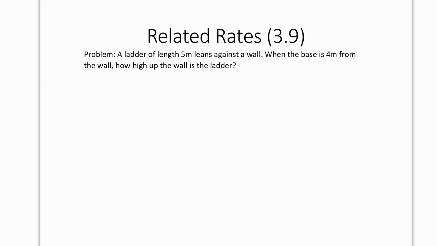Now, to start off, we need a bit of a warm-up. We're going to do some just basic word problems that don't involve calculus. So let's look at this problem here. A ladder of length 5 meters leans against a wall. When the base is 4 meters from the wall, how high up the wall is the ladder?